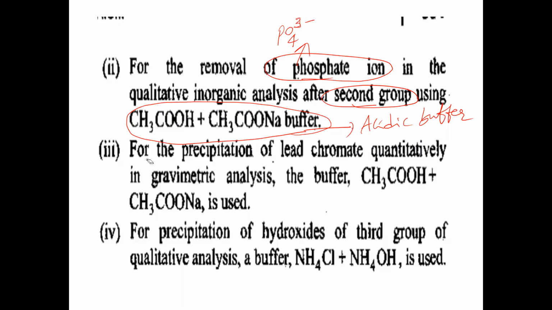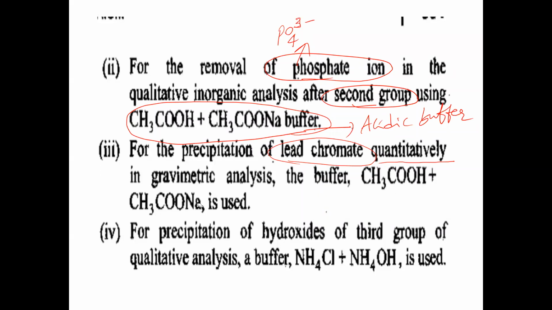Acidic buffer is used. Next, for the precipitation of lead chromate, to precipitate lead chromate quantitatively here, in gravimetric analysis. Gravimetric analysis means what? If you take two substances, one substance may be denser than the other. The denser substance will experience more gravitational attraction. The less dense, rarer substance will experience what? Less gravitational force. That is called gravimetric analysis.